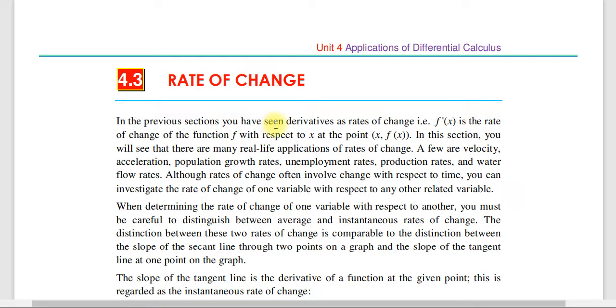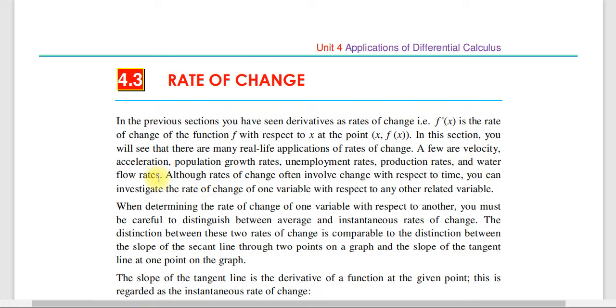Rate of change. In the previous section you have seen derivatives as a rate of change. Therefore, f prime at x is the rate of change of a function f with respect to x at the point x, f of x. In this section, you will see that there are many real-life applications of rates of change, such as velocity, acceleration, population growth rate, unemployment rate, production rate, and water flow rate.